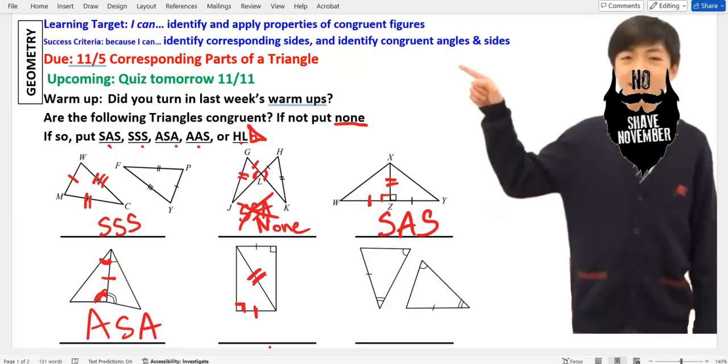This is not a guessing game. If it looks like an angle, it's labeled as an angle. That's an angle. Tick marks are sides. Angle, side, side. Should I write angle, side, side?